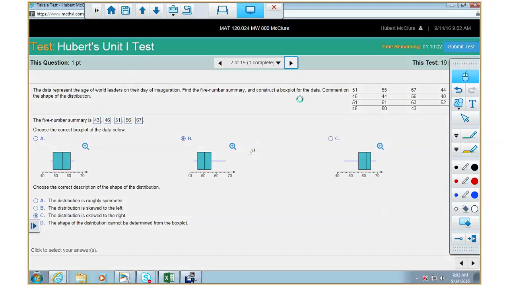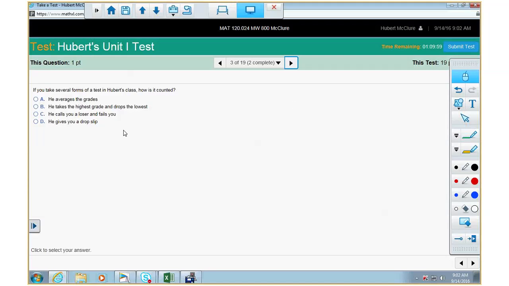Next one. If you take several forms of a test in Hubert's class, how is it counted? That's another question I'll get at the end of the semester.